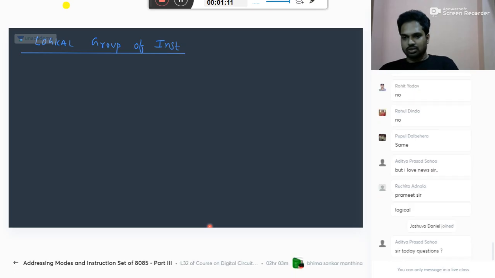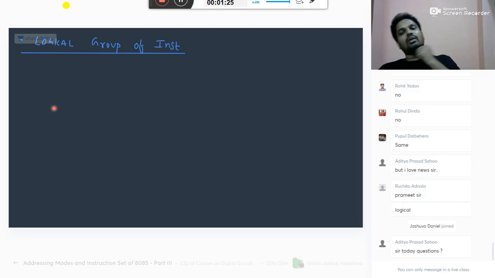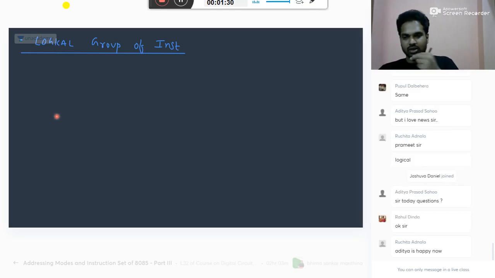Logical group of instructions. Today, after this logical group, we will do a good number of questions. Hopefully, not hopefully, definitely. So in the logical group of instructions, we have AND operation, OR operation, XOR operation, compare, complement, rotate. Yesterday I told those things already. And now I will show you the first one, the AND operation.